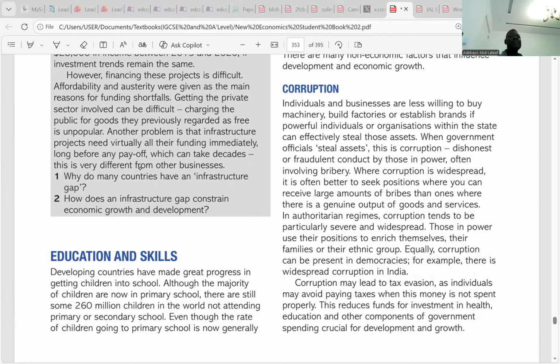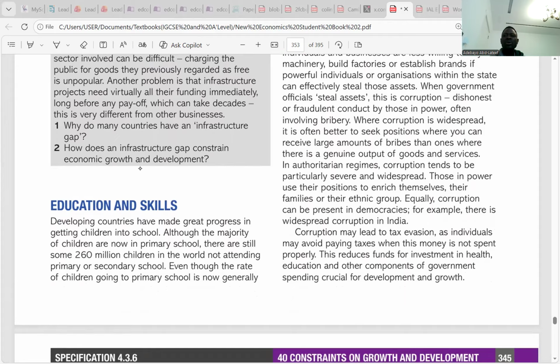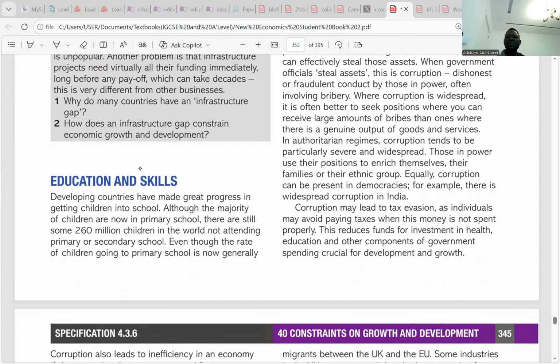Individuals and businesses are less willing to buy machinery, build factories, or establish brands if powerful individuals or organizations within the state can effectively steal those assets. When government officials steal assets, this is corruption: dishonest or fraudulent conduct by those in power, often involving bribery. Where corruption is widespread, it is often better to seek positions where you can receive large amounts of bribes than ones where there is a genuine output of goods and services. In authoritarian regimes, corruption tends to be particularly severe and widespread. Those in power use their positions to enrich themselves, their families, or their ethnic group. Equally, corruption can be present in democracies. For example, there is widespread corruption in India.